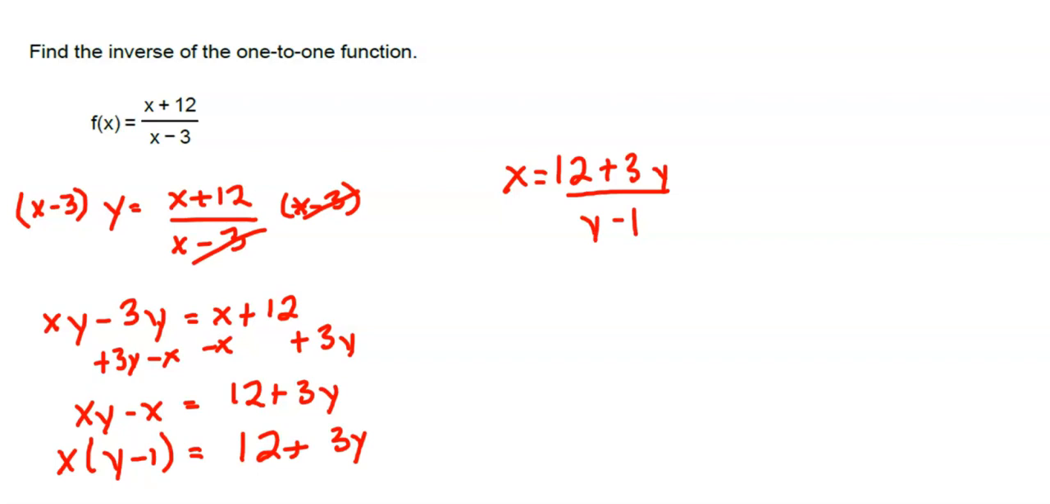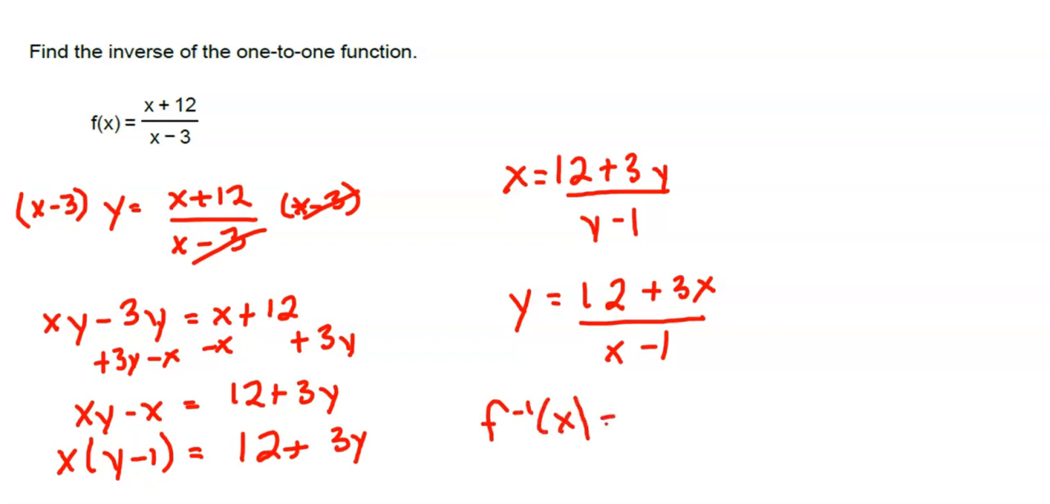Now we have a couple of notational changes to make again in order to write the inverse. The first thing we'll do is change every x to a y and every y to an x. So x becomes y and y becomes x. That gives us y equals 12 plus 3x over x minus 1. And now our last notational change, we're going to take the y and call it f inverse of x. And that equals the 12 plus 3x over the x minus 1.